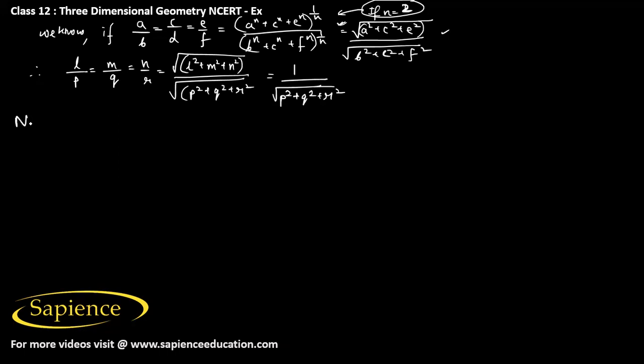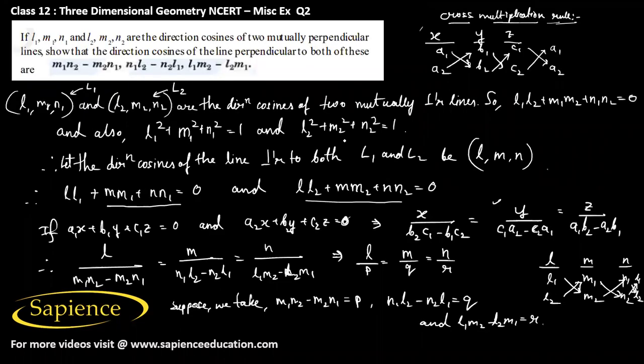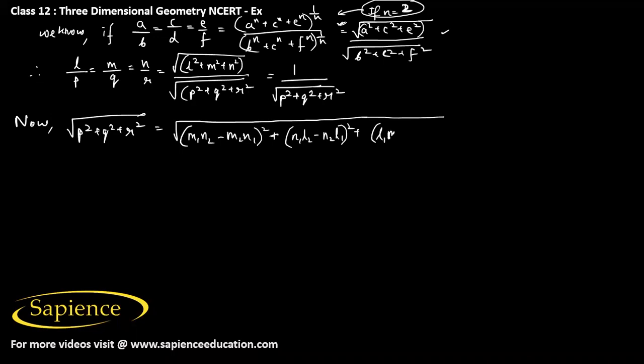Now this value of square root of P square plus Q square plus R square, what is that? That is obviously square root of (m1 n2 minus m2 n1) whole square, plus (n1 l2 minus n2 l1) whole square, plus (l1 m2 minus l2 m1) whole square, square root of this thing.